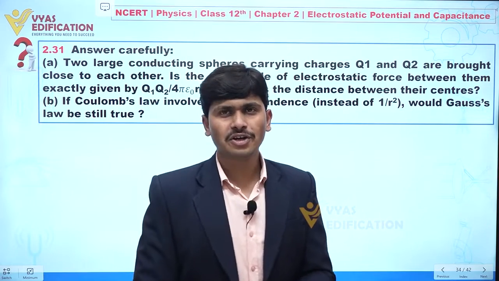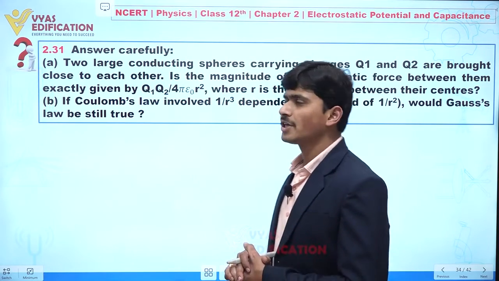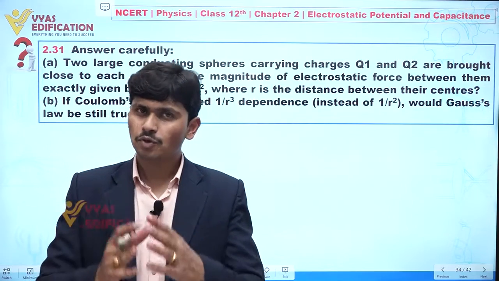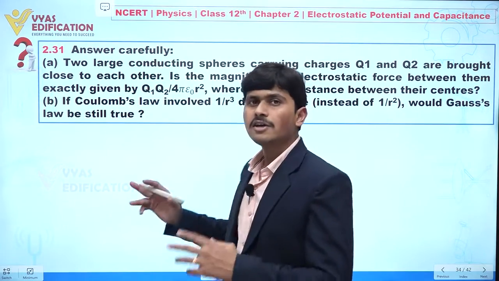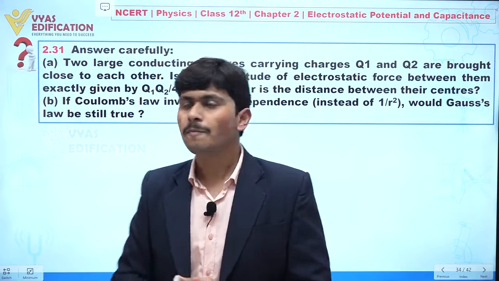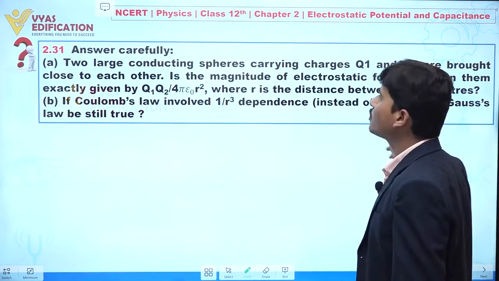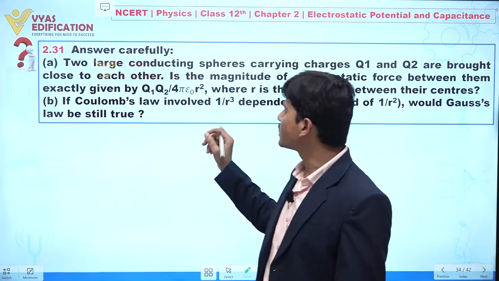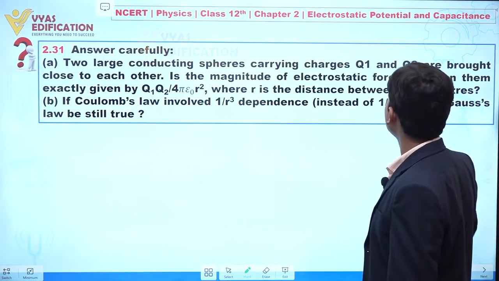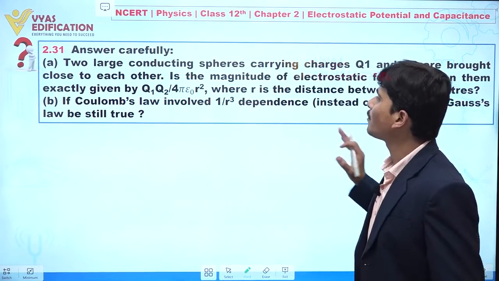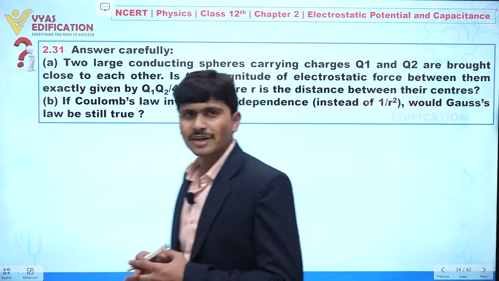Now dear student, we are going to discuss question number 2.31, and in this question we actually have two parts. Clear? So the first part is given to you. Two large conducting spheres carrying charges Q1 and Q2 are brought close to each other. Is the magnitude of electrostatic force between them exactly given by Q1 Q2 upon 4 pi epsilon naught r square?